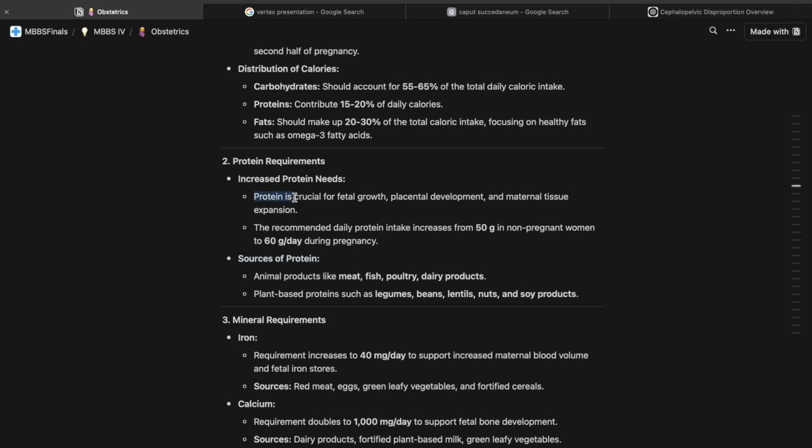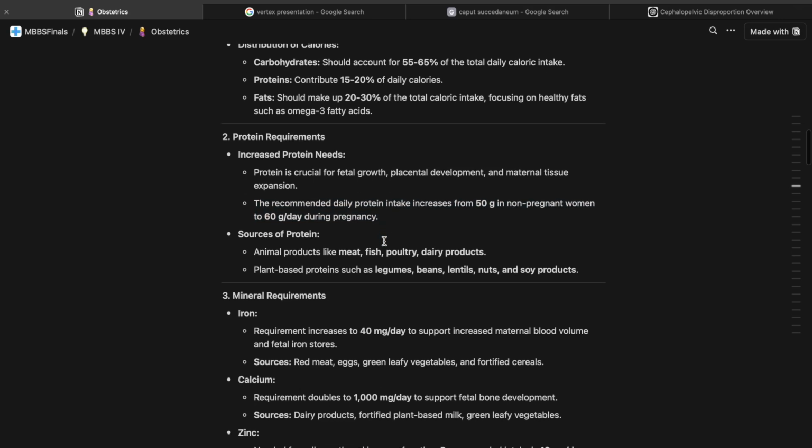So, what are the protein needs? Protein is crucial for fetal growth, placental development, maternal tissue expansion. The recommended daily protein increases from 50 grams in non-pregnant women to 60 grams during pregnancy, 50 to 60.